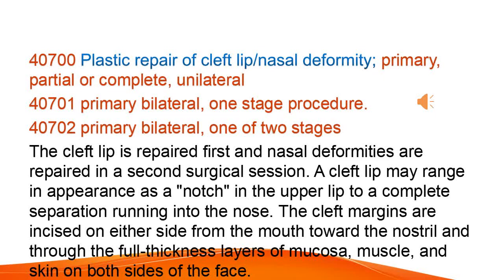A cleft lip may range in appearance as a notch in the upper lip to a complete separation running into the nose. The cleft margins are incised on either side from the mouth toward the nostril and through the full thickness layers of mucosa, muscle, and skin on both sides of the face.